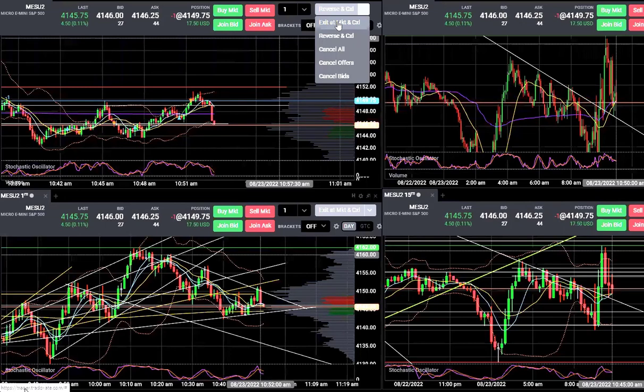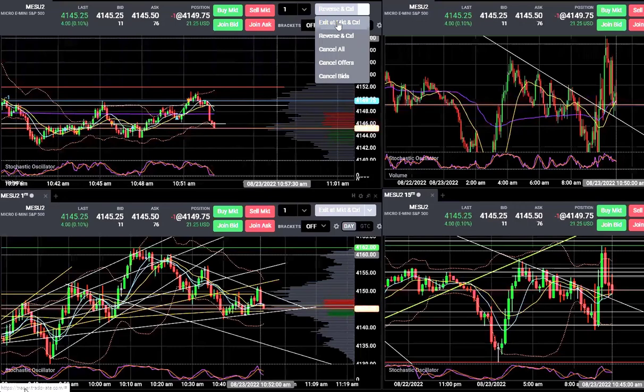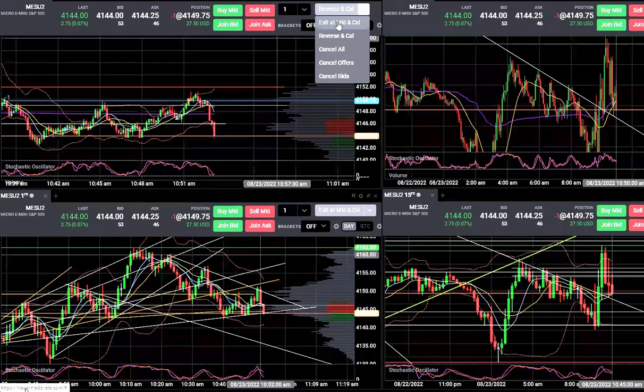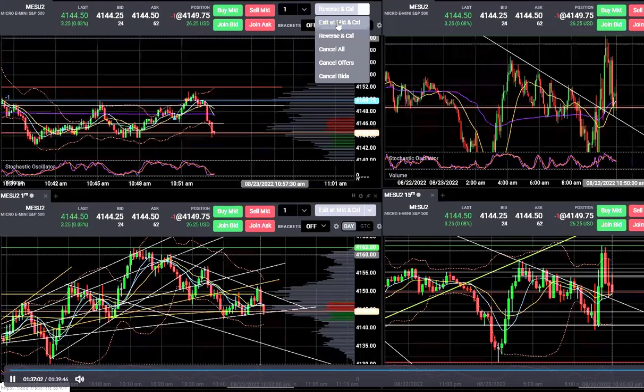Give it a chance to close a bar through that pivot. There we go. We got a measured move. We'll go probably to the next low. 41.44 is going to be a good target. Come on, take over.